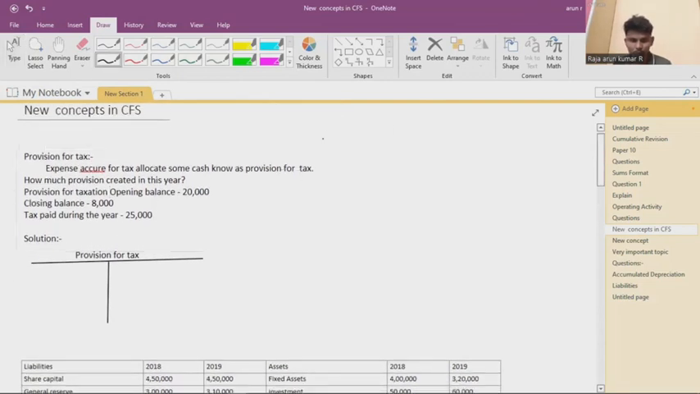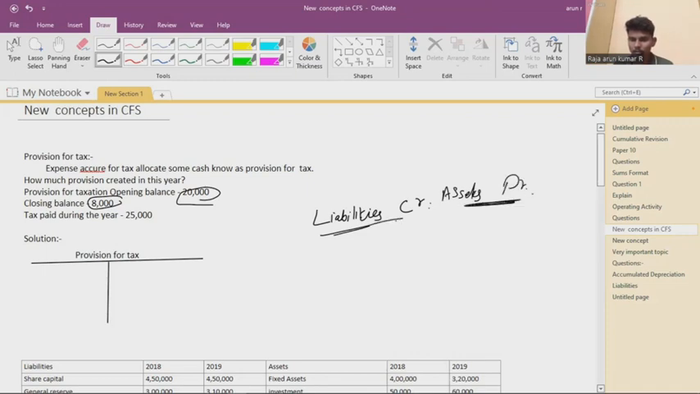Okay, I do the sum. They have given 20,000 and 80,000 as opening and closing. In the previous class, I told that a liability is always a credit balance. Opening balance is on the credit side. Assets are always a debit balance. It will be majorly used in the examination.